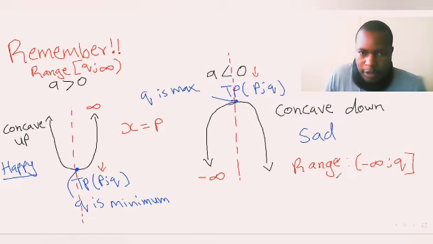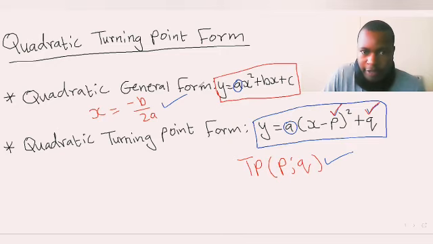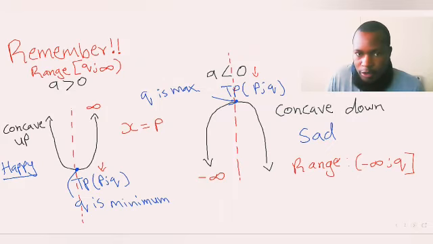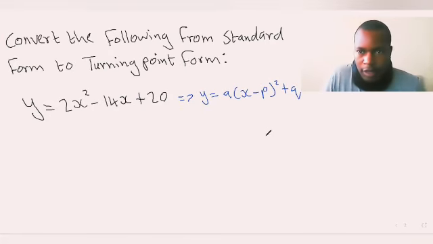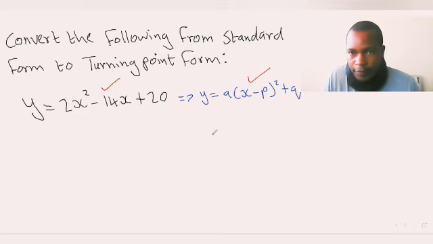So now I want us to be able to convert from the quadratic general form to the quadratic turning point form. I have something prepared here that we can go through. The question wants us to convert the following from standard form, this form over here, to the turning point form, which is that form over there.